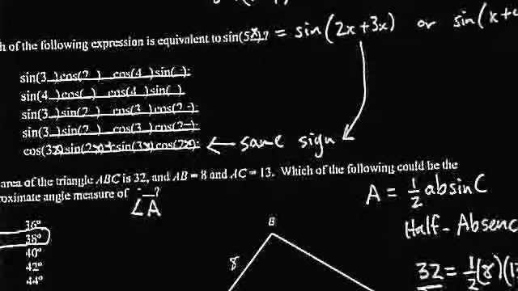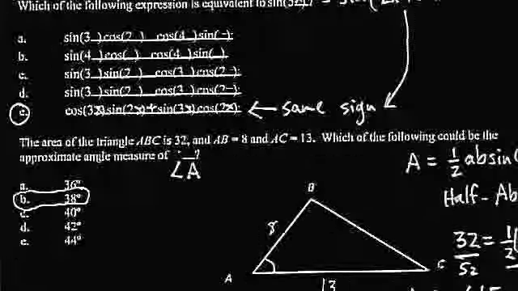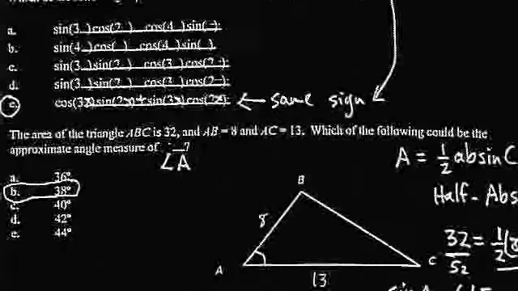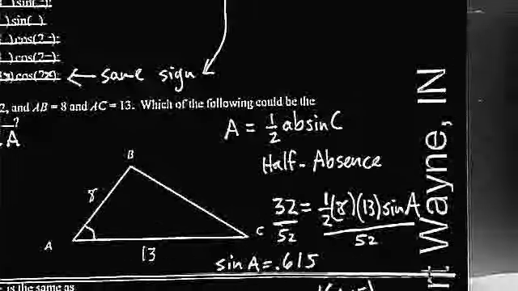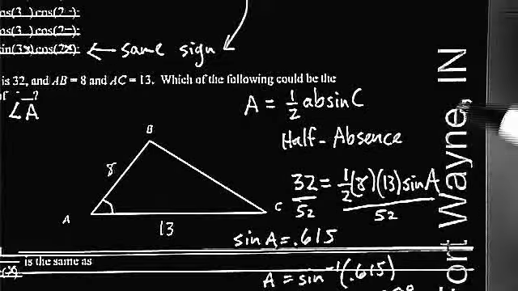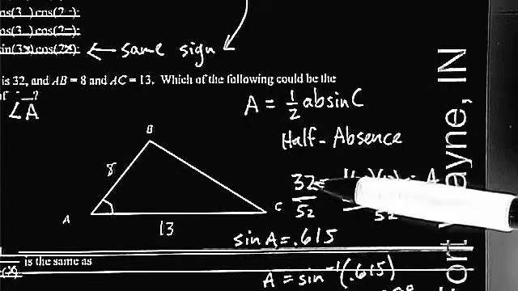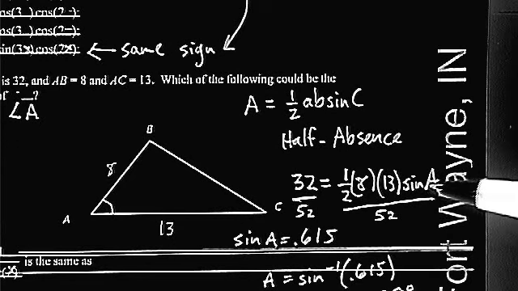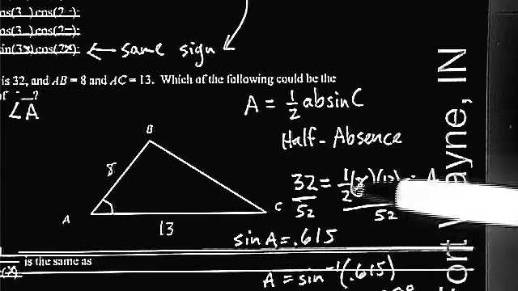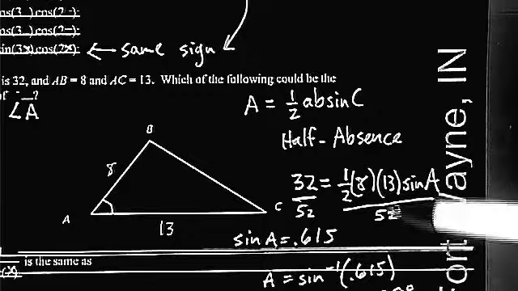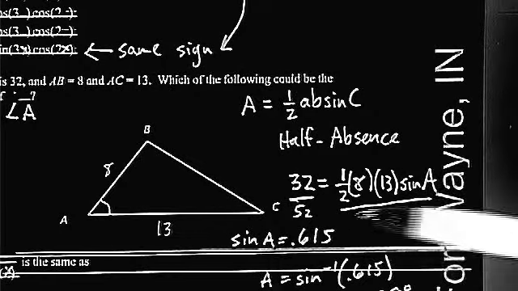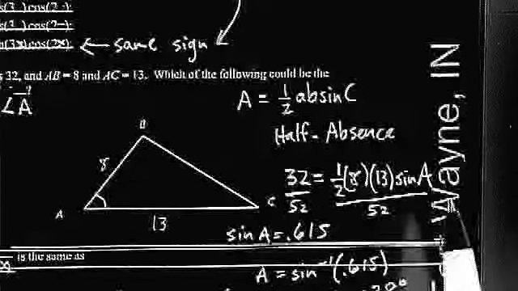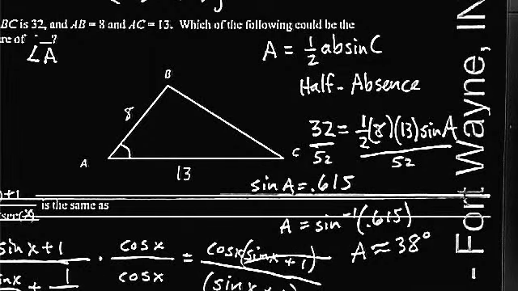The area of the triangle is question 27. The area of the triangle is 32, and side AB is 8, AC is 13. Here's what I ended up doing. I used the half absin formula, but this time I knew 32 was over there, and I was able to start solving. 1/2 times 8 times 13 is 52, so I divided by 52 and took the inverse sine, and I ended up with a 38-degree angle.